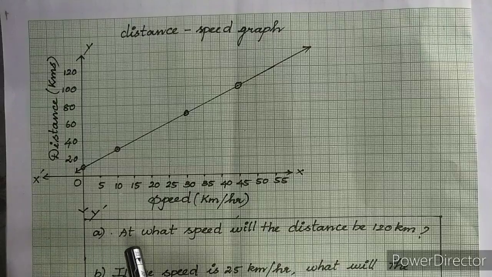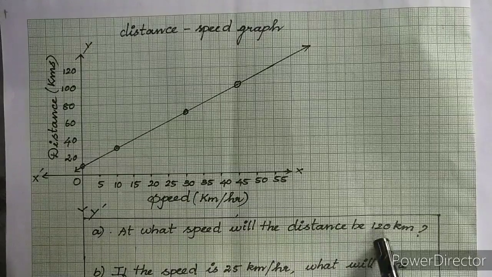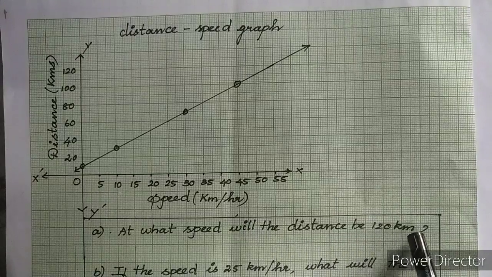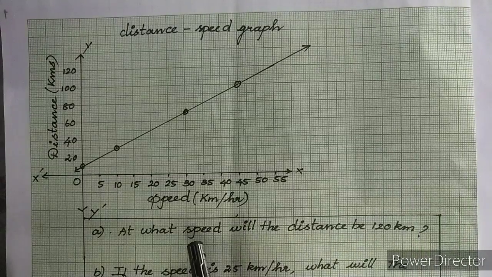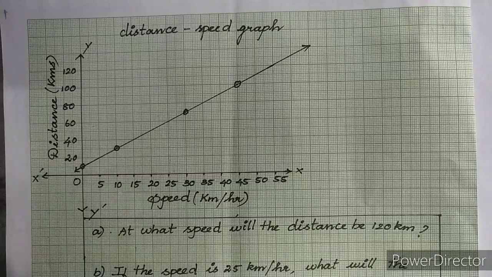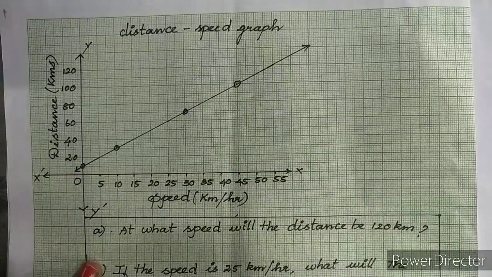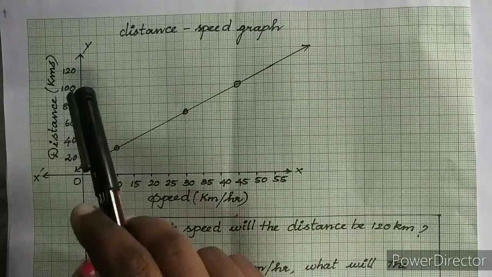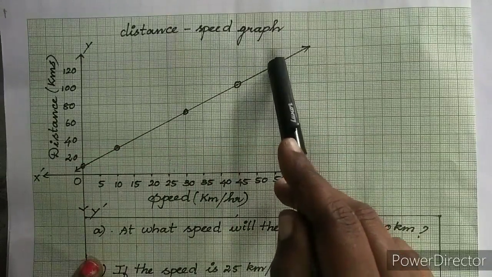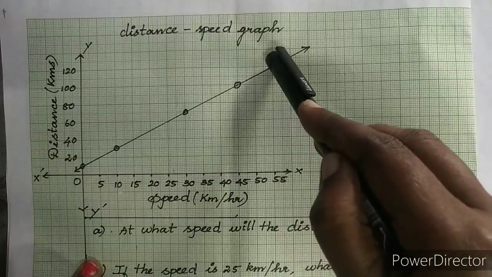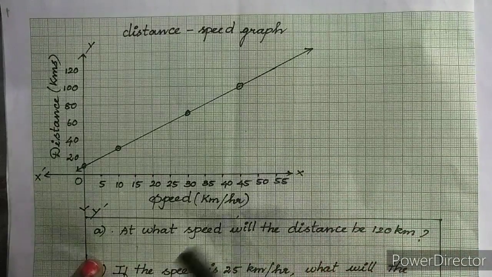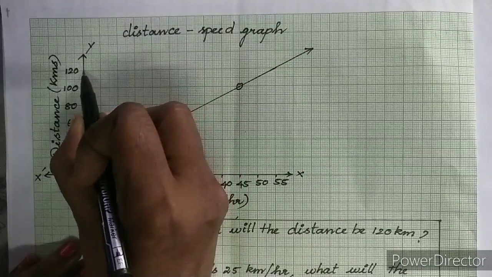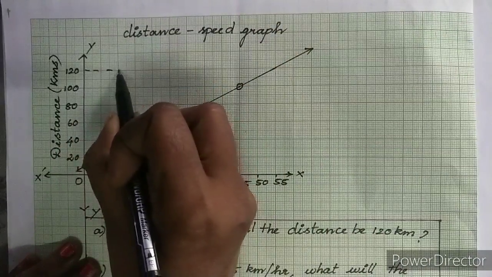First question is, at what speed will the distance be 120 kilometers? So we are given the distance 120 kilometers and we are asked to find the speed. Our distance is on the y-axis, so on the y-axis our 120 is here. To find the speed, we'll draw a segment straight to the line, and from there we will reach the x-axis to find the speed. So 120 kilometers is here. We'll draw a segment straight to our line graph.